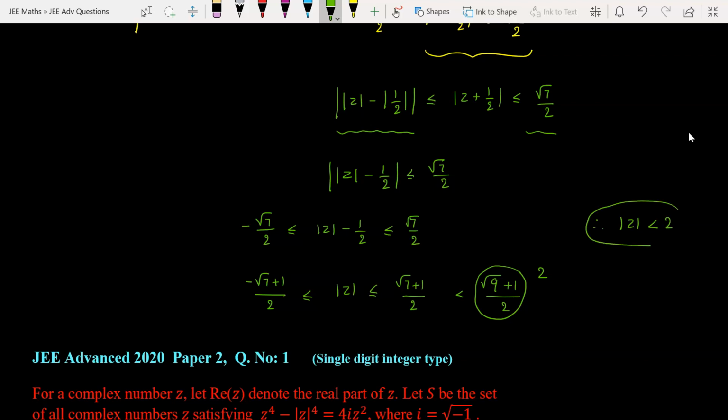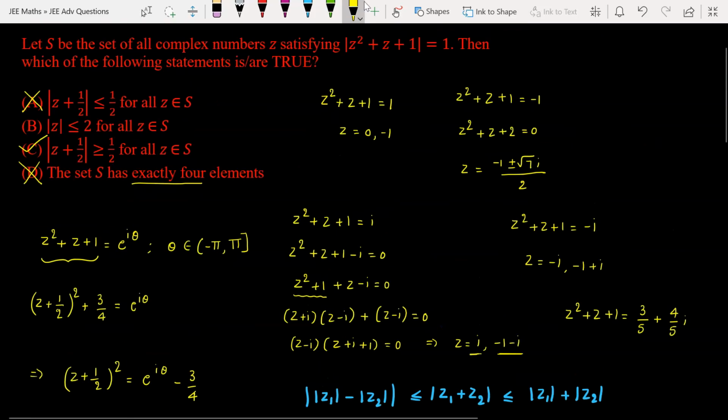Even if option B were stated like this, we could say it is correct, but they said mod z is less than or equal to 2, that is also a true statement. So B is also a correct statement. Mod z is less than or equal to 2 for all z belonging to S. Therefore, the correct answers are option B and option C.